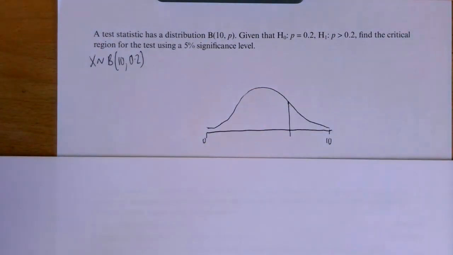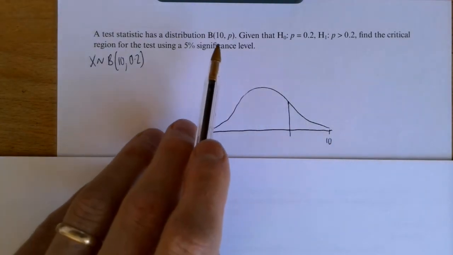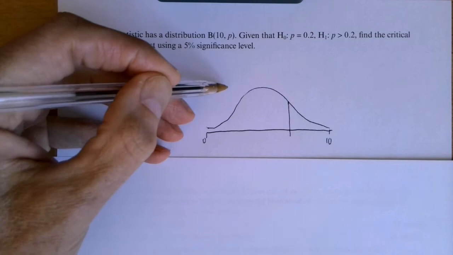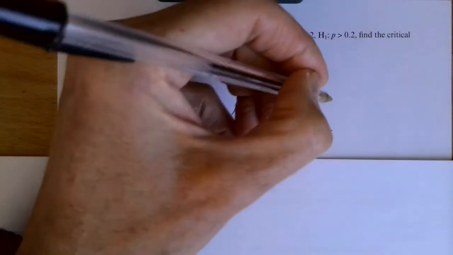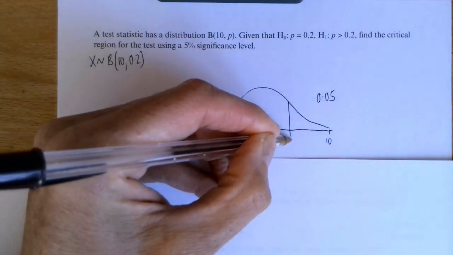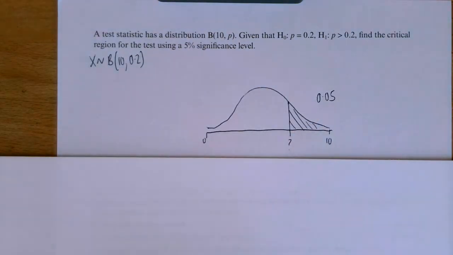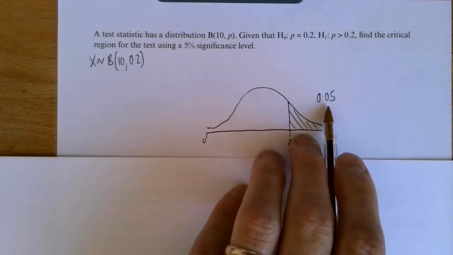So here's my probability distribution. Of course it's not symmetrical, is it? The peak for this, 10 times 0.2, is 2, so actually it should be really skewed this way. But anyway, I'm testing at the 5% significance level, so I want to know what's the first value here that makes this probability less than 0.05. So we want to know the first value that makes the probability go below that.